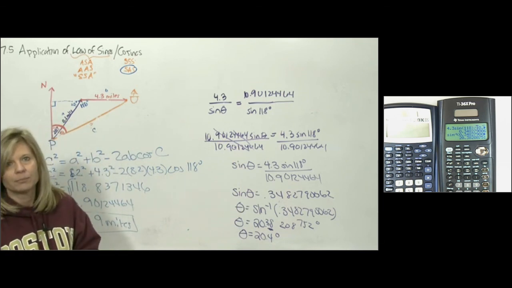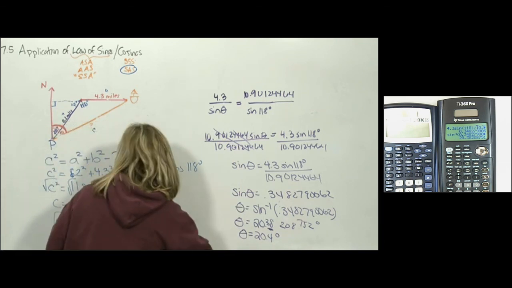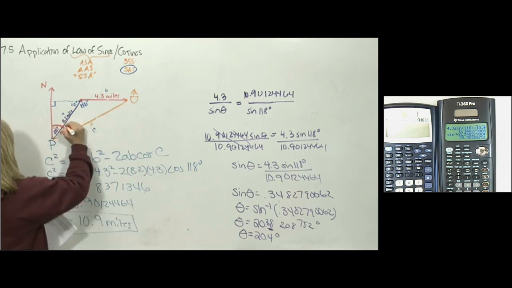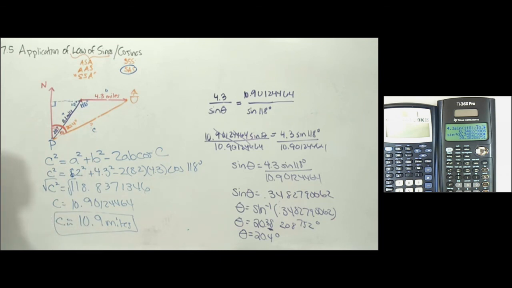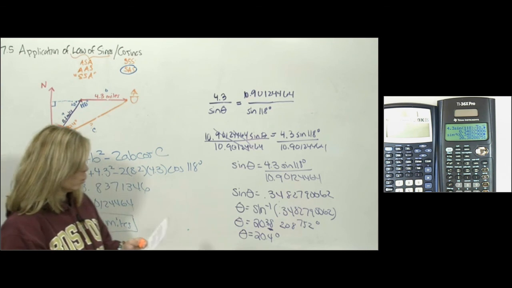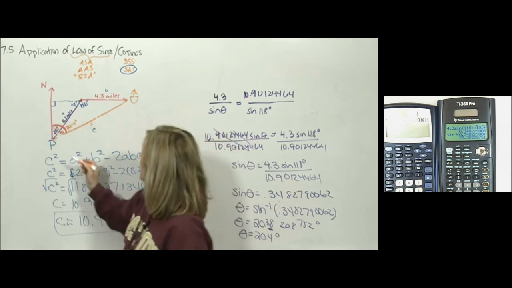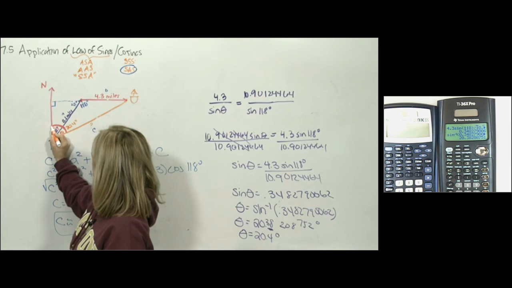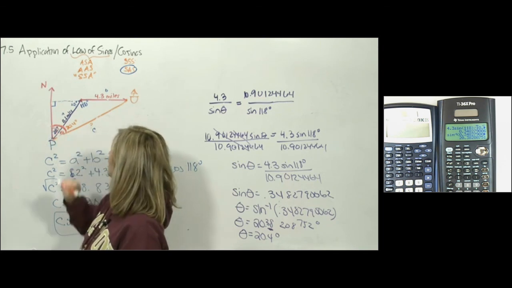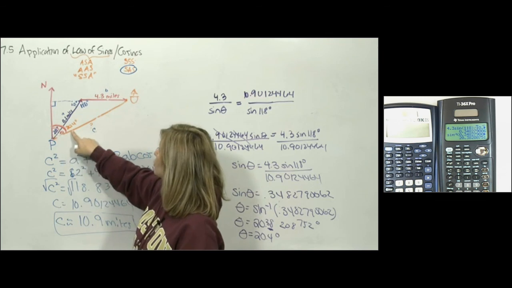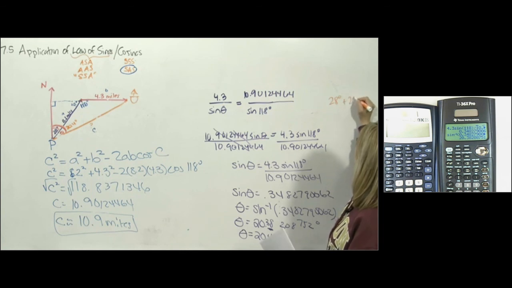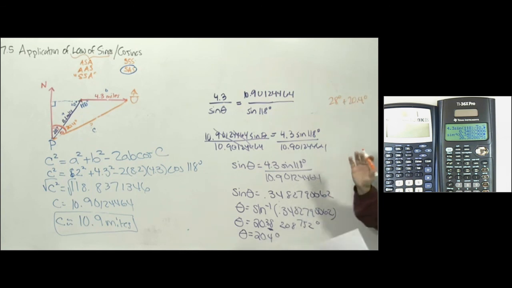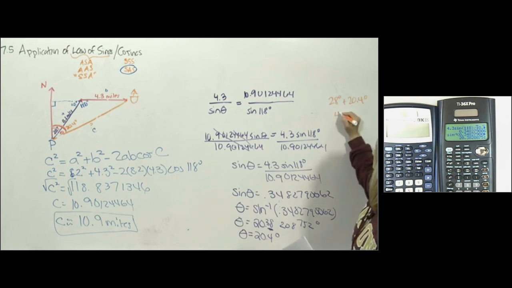Now, here's the problem. That's not the answer. That's the angle, the acute angle inside the oblique triangle. That was not the question. The question asked, what is the bearing from the port now? The bearing from the port is from the north vector. What is that angle? So you would have to add the 28 degrees to what you just found. So 28 degrees plus 20 4/10 degrees, your bearing is now 48 4/10 degrees from due north.